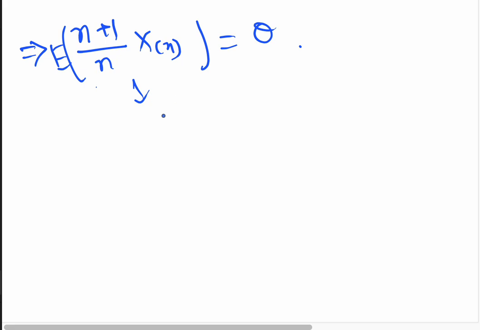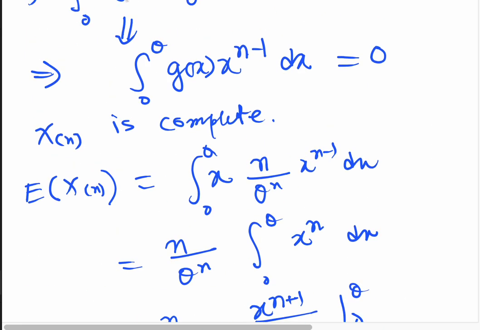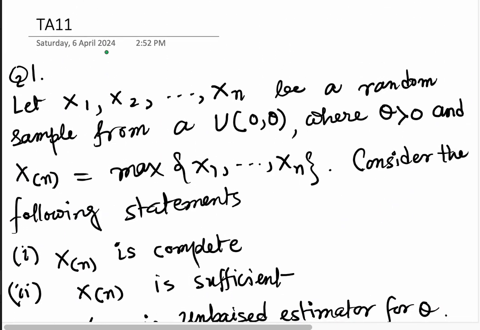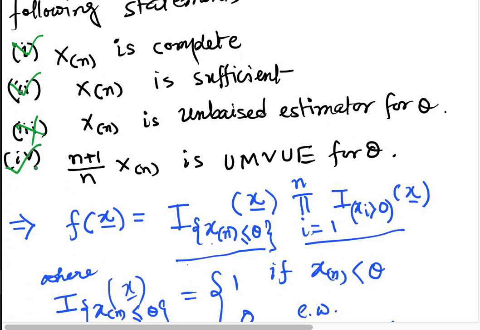That means by the Rao-Blackwell theorem we can say that n plus 1 by n xn is UMVUE for theta. So that means these three options are correct. First option is correct, we have checked. Second option is correct. Third option is wrong, and fourth option is correct. So that's it.